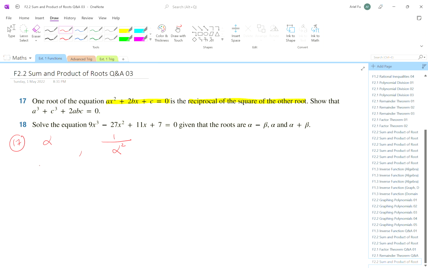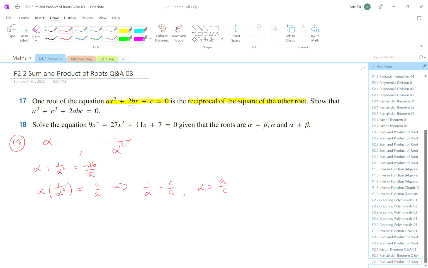Once that is done, then I can write down a couple of things. I know that the sum of roots has to be negative b on a, except that b here is 2b, so it's negative 2b on a. And alpha times 1 on alpha squared has to be c on a. Once I've done that, I can simplify this one. That means one of the alphas on top and one of the alphas on the bottom are going to cancel out to give me 1 on alpha equals c on a. That means alpha equals a on c.